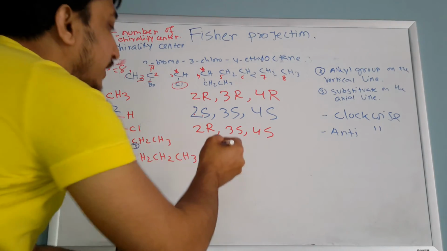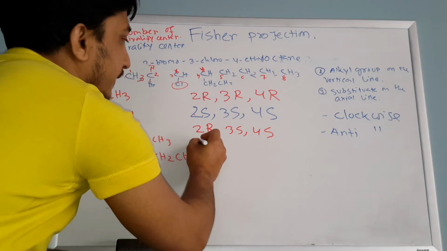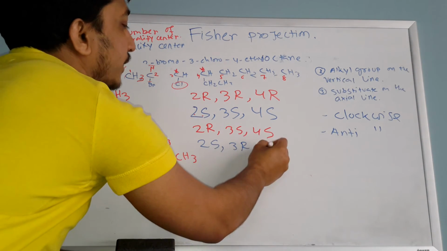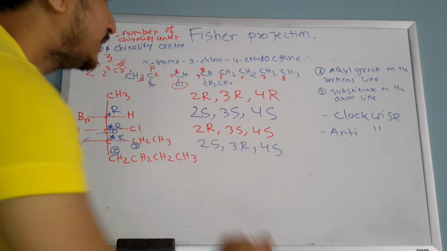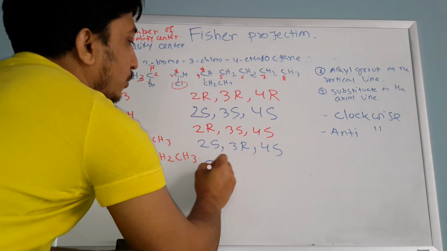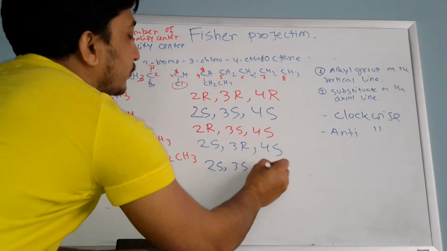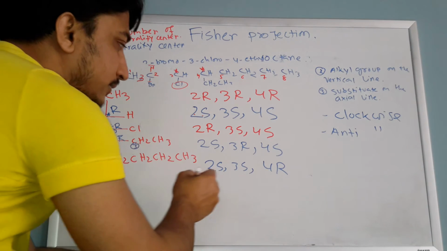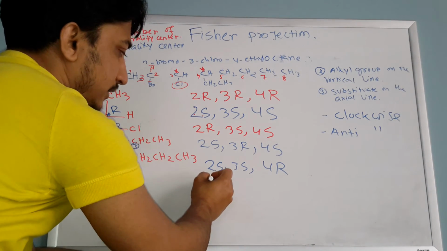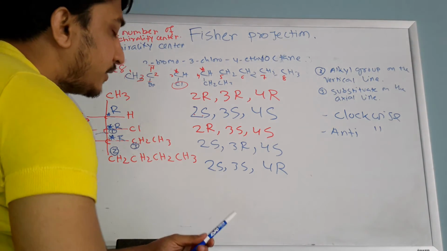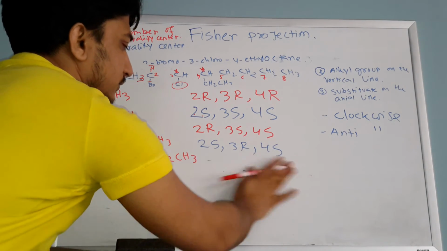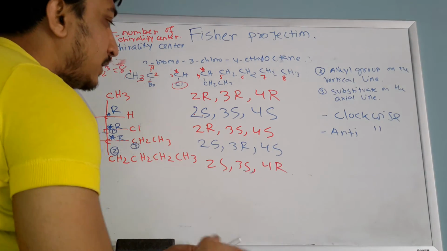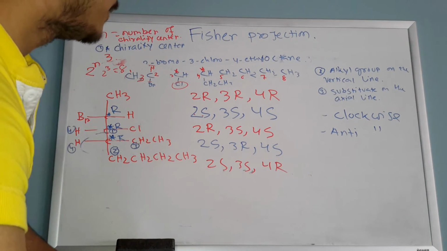Okay, then what can you make? Then you can make 2S but 3R, 4S. Right? Then what can you make? You can make 2S, 3S, 4R. Right? Then you can make 2S, 3S, 4R. Then what can you make?